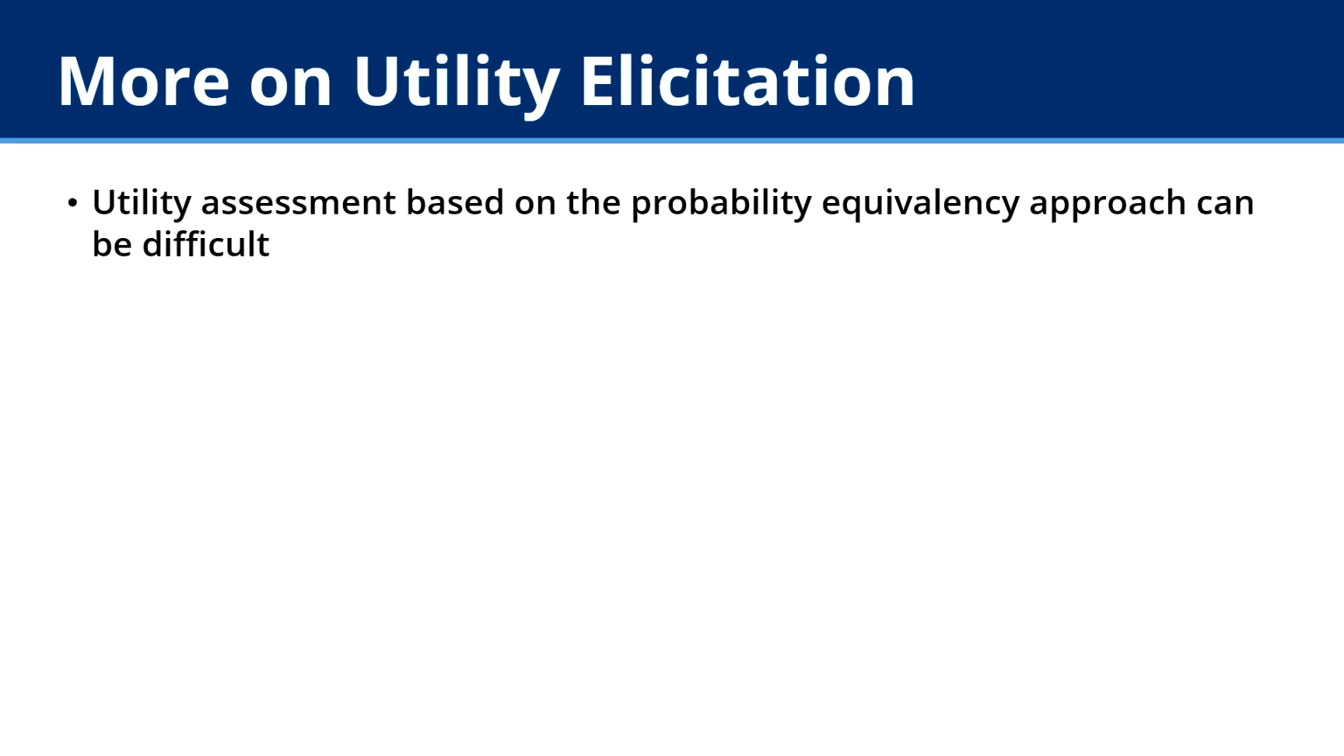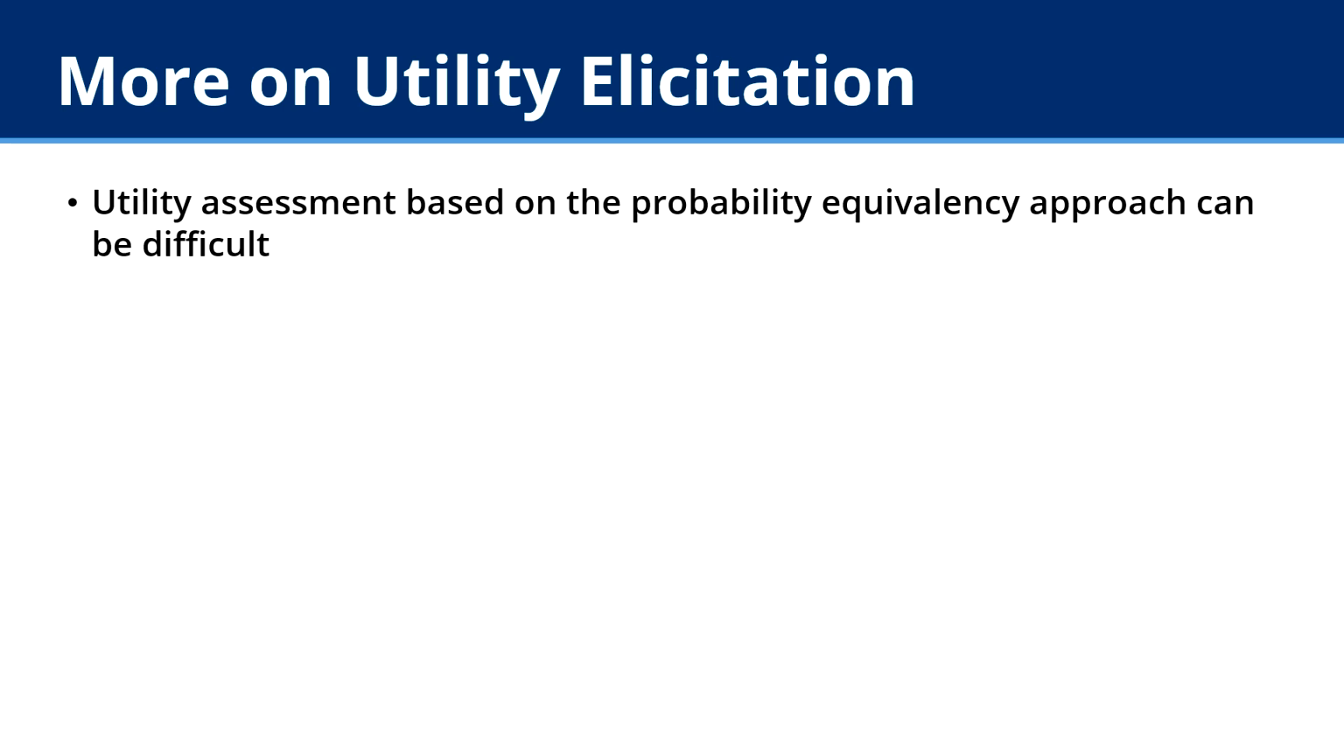So our example previously shows you a way to elicit the utility of a decision maker. We try to get the true nature of a person's preference. And you could probably tell from the process that this could be somewhat problematic and it could be cumbersome. Utility assessment based on the probability equivalency approach can be difficult.